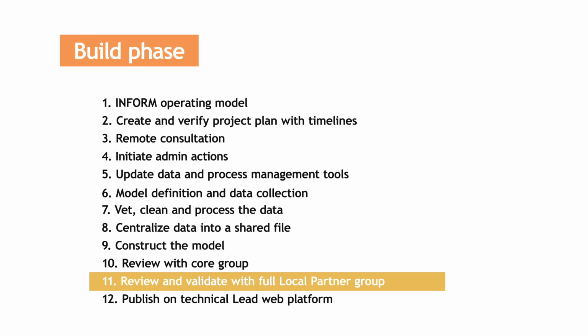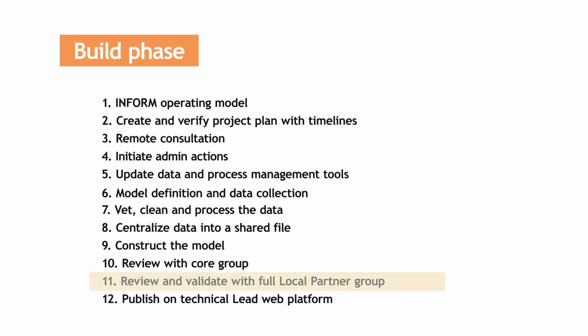Step 11. Review and validate with the full local partner group. The subnational lead presents the draft index to the full local partner group. The project manager makes changes as needed, and the partners validate the model for publishing on the INFORM website. It is crucial that all partners who participated and any other relevant partner who may not have attended the workshop participate in the validation and review process. Remember, INFORM gains legitimacy and is unique because of the interagency consensus around the data.